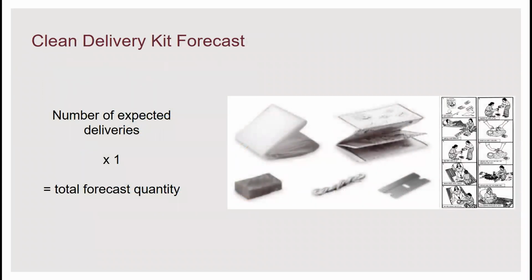And here again is the example of the clean delivery kit that we mentioned earlier. This kit is distributed based on 1 kit per expected delivery. So you would rely on population data related to the number of deliveries. In this case, you might have some historic service data related to the number of deliveries per health facility. So you could use that data to produce a forecast.